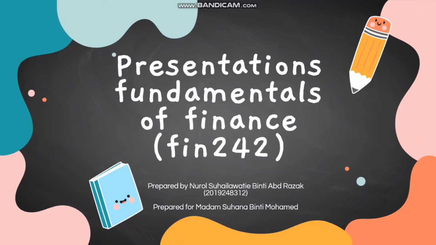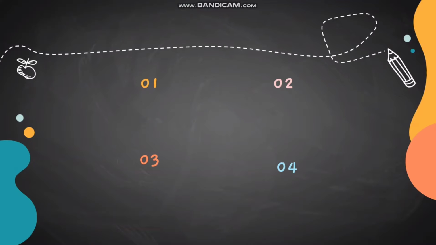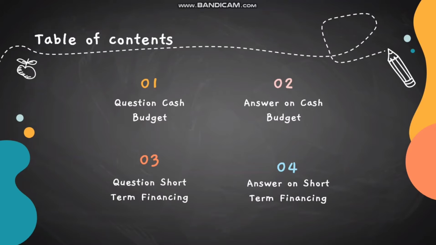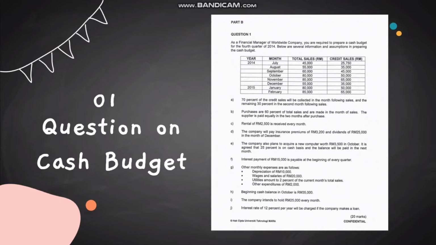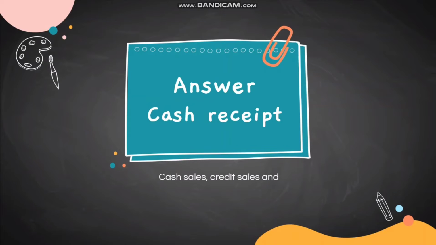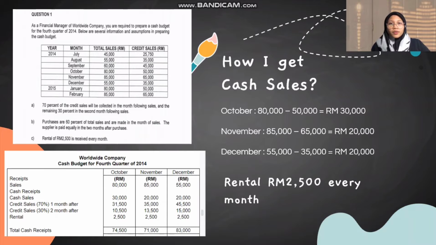For FIN242, I'm assigned to make a video for the individual assignment. This video contains a question on cash budget and its answer, and also a question on short-term financing and its answer. So here is the question on the cash budget for the fourth quarter of 2014. First, we're going to look at the answer on the cash receipts, which have cash sales, credit sales, and rental. So here is a question and the answer for the cash budget.